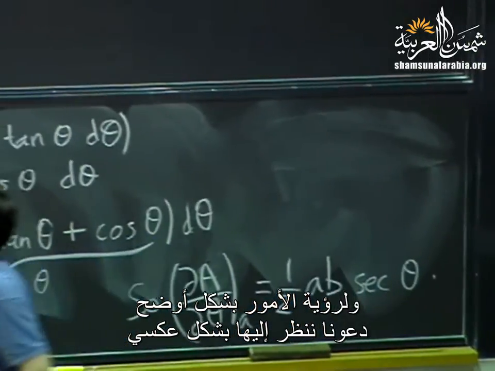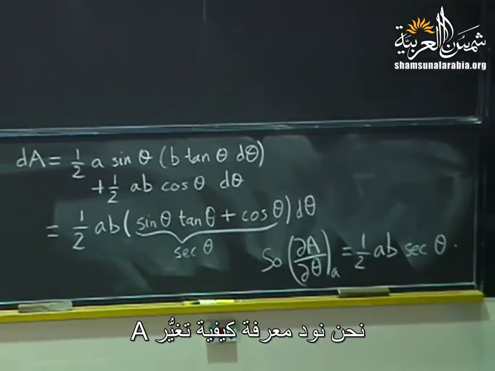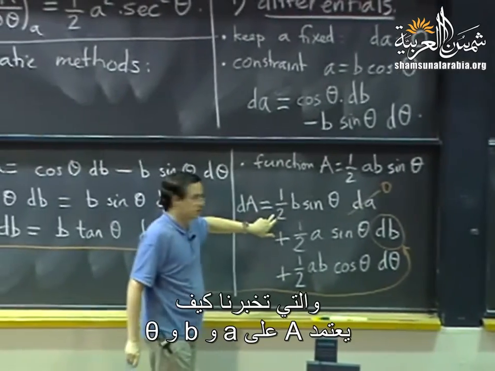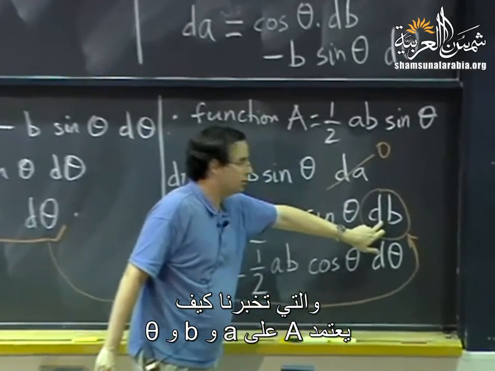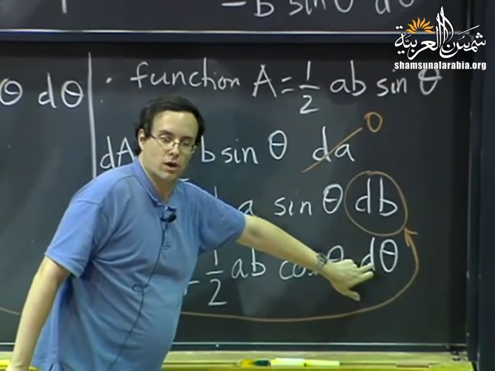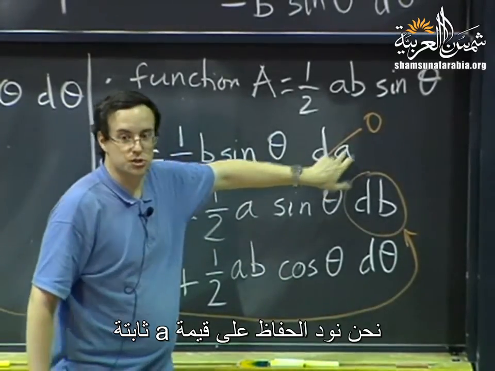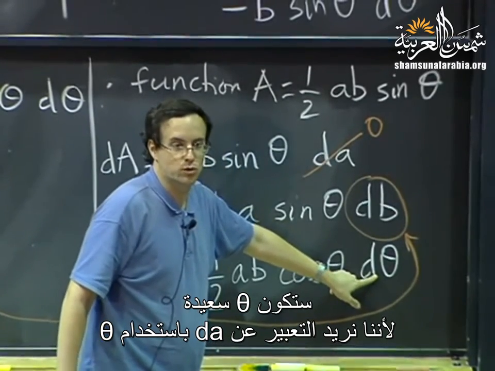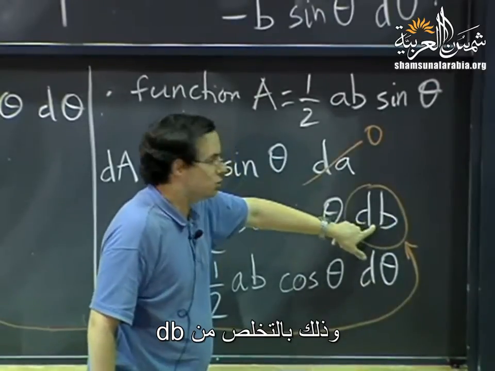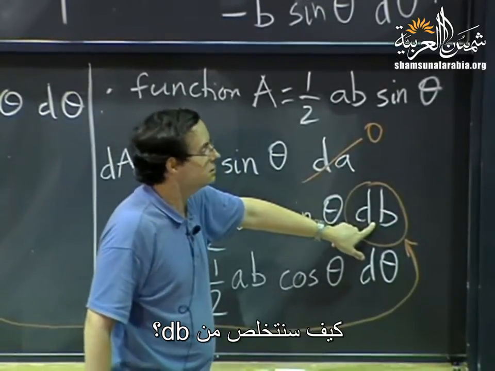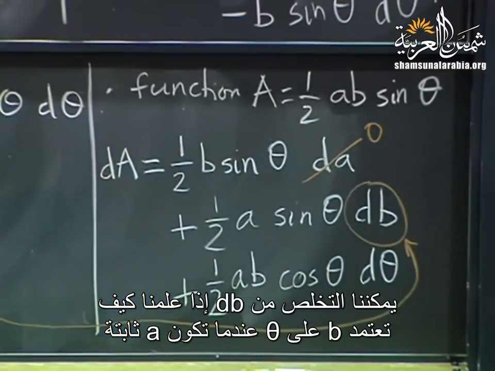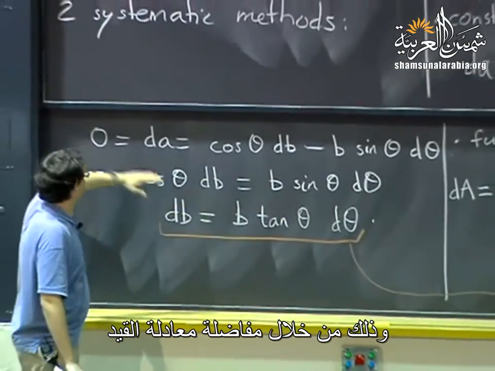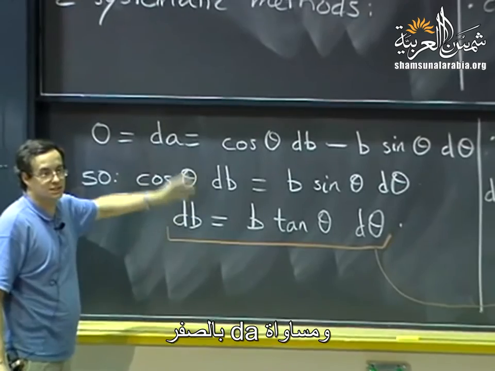Okay, in case it's clearer for you, let's think about it backwards. We wanted to find how A changes. To find how A changes, we write dA. But now this tells us how A depends on little a, little b, and theta. Well, we want to keep little a constant, so we set this to be 0. Theta, well, we're very happy because we want to express things in terms of theta. dB we want to get rid of. How do we get rid of dB? Well, we do that by figuring out how b depends on theta when a is fixed. And we do that by differentiating the constraint equation and setting dA equal to 0.